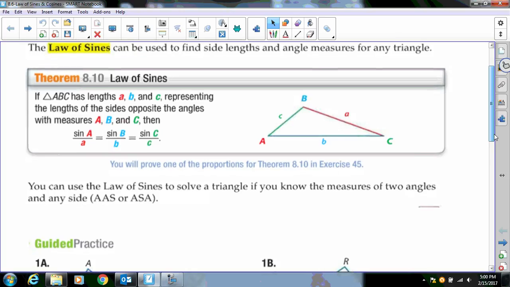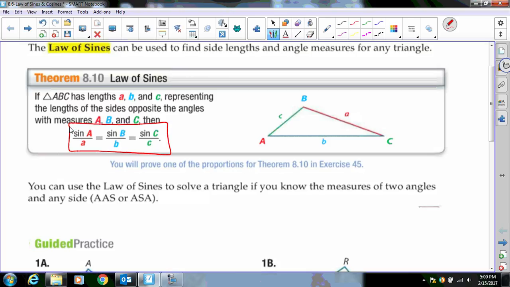So here's what the law of sines is. The idea is this. You take the sine of an angle and you put it over its opposite side. So sine of A would go over that opposite side, which we're going to call little a. And then sine of B would go over its opposite side, little b. And then sine of C would be over its opposite side, little c.